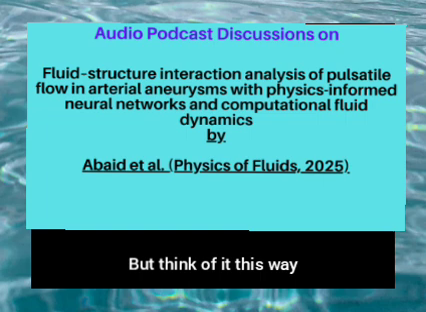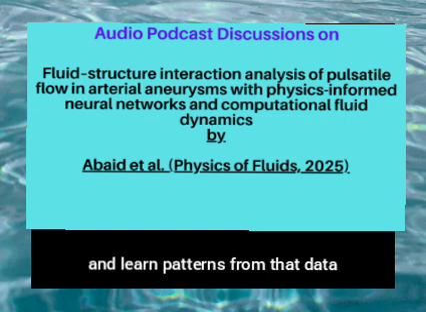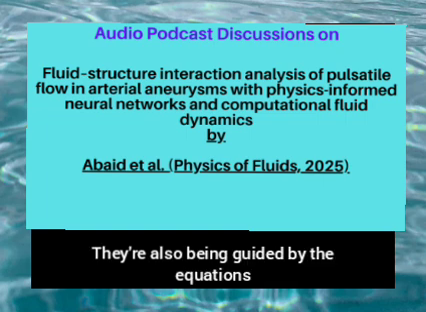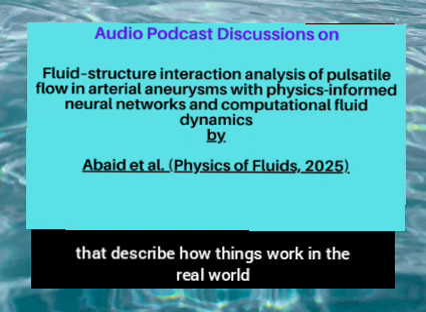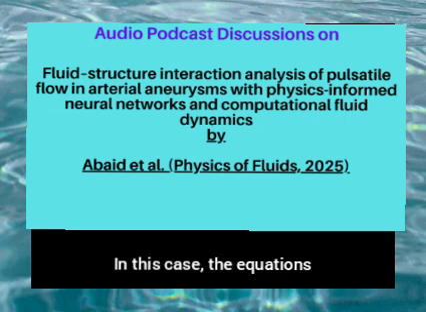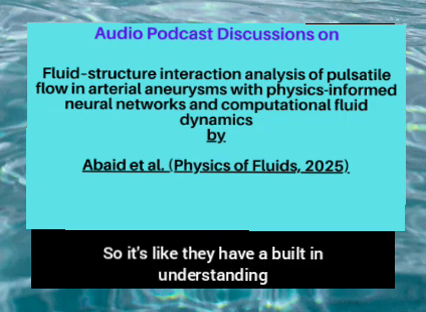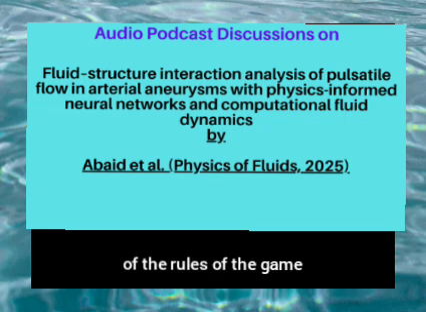It is, but think of it this way. Traditional neural networks, they're like sponges. They soak up data and learn patterns from that data. Okay. But PINNs are different. They're not just learning from data. They're also being guided by the equations that describe how things work in the real world. In this case, the equations that govern fluid flow. So it's like they have a built-in understanding of the rules of the game.